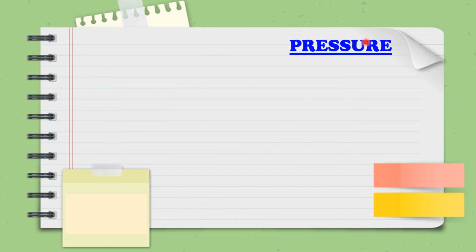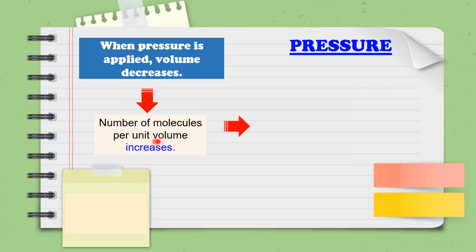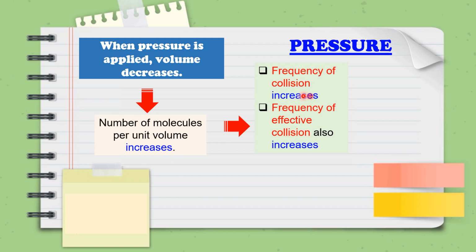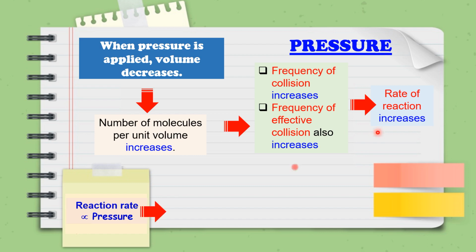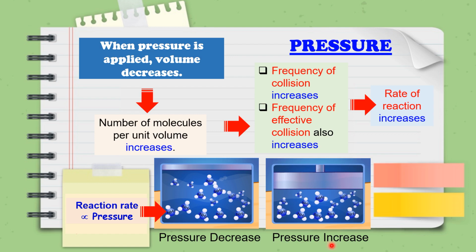Alright, so in terms of pressure, when pressure is applied, volume decreases. We already know that. What will happen next? The number of molecules per unit volume increases. Next, frequency of collision increases, and frequency of effective collision also increases, and therefore the rate of reaction increases. So we can conclude that the reaction rate is directly proportional to the pressure. As the pressure decreases, the rate of reaction also decreases. As the pressure increases, the rate of reaction also increases. So this refers to both factors.